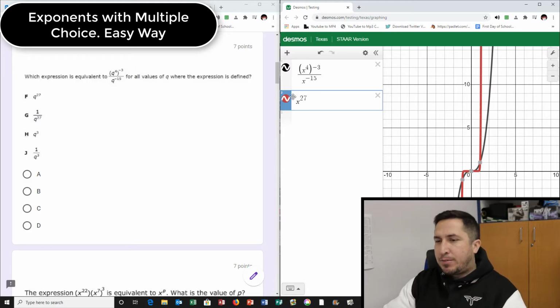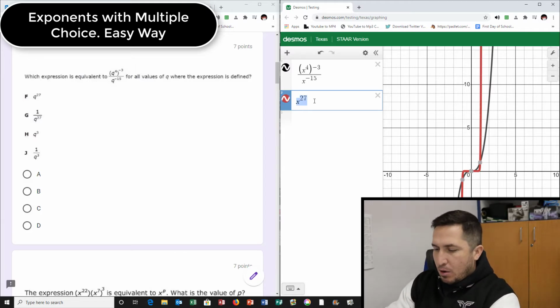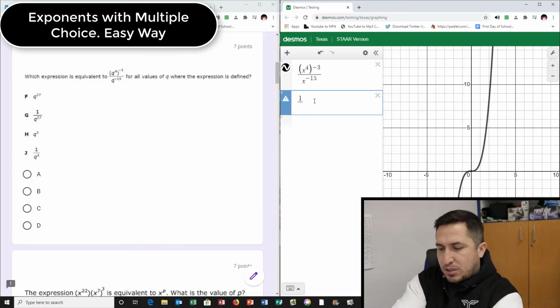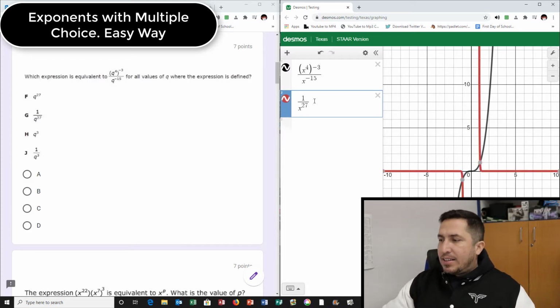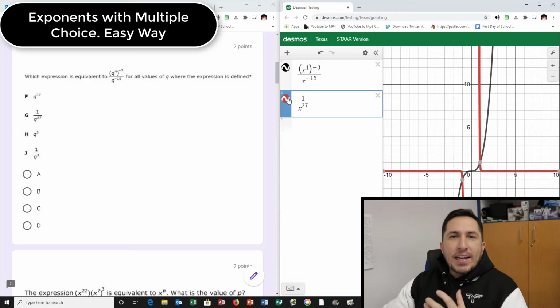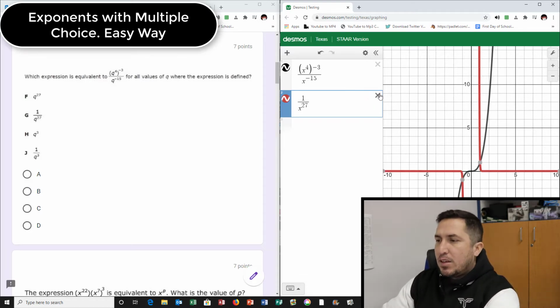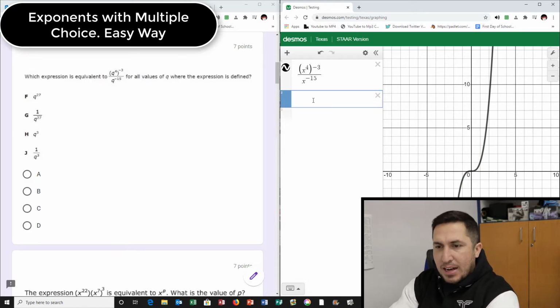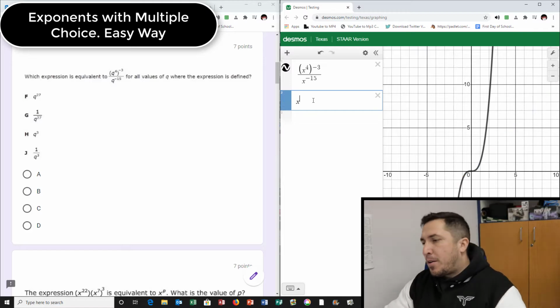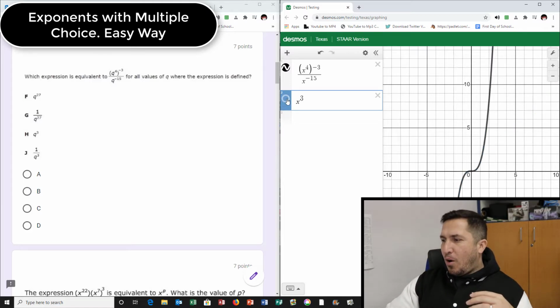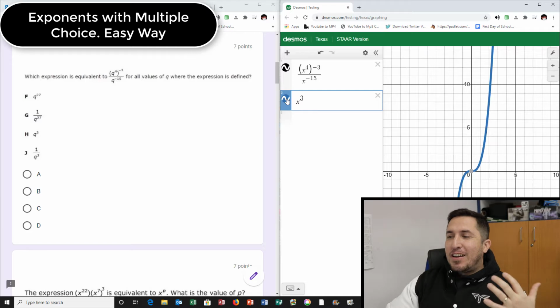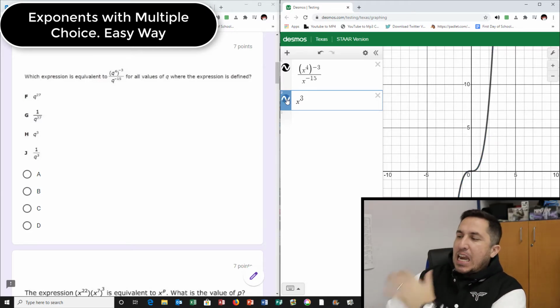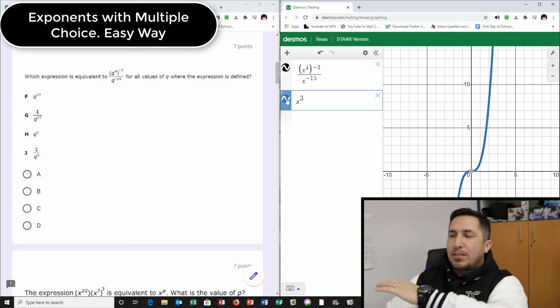It's not choice F. Now let's type in choice G. 1 over X to the 27. Is this the same? No, I can see a difference. There shouldn't be a difference. Choice G is gone. Choice H, X to the 3rd. Uh-oh. Oh, this one looks really good. You see how there's no difference? I could turn this graph on and off, and I can't even see any differences in the graphs.